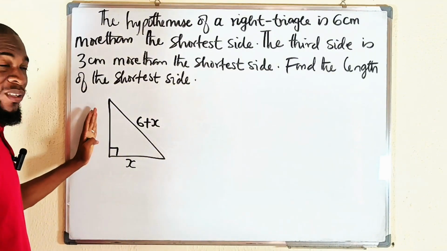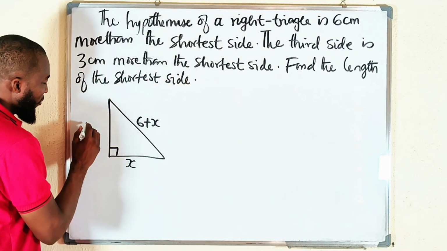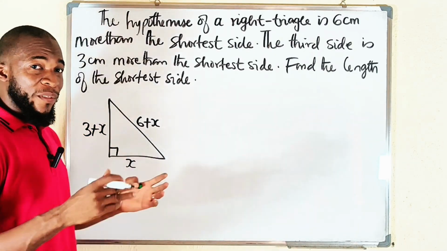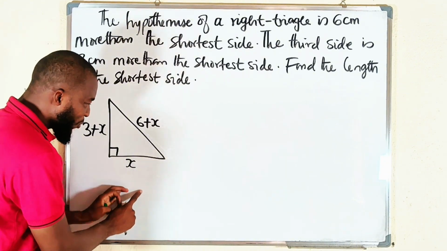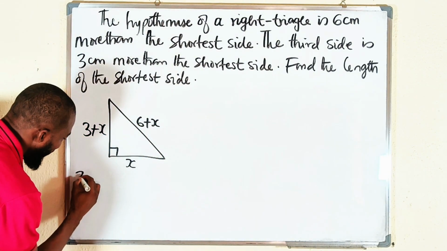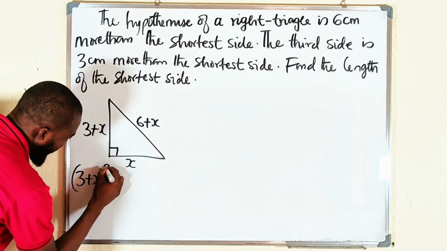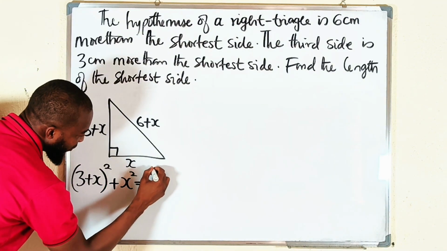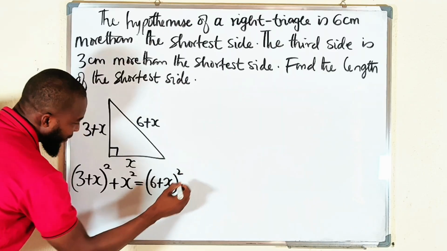Then the third side, which is this one, is 3 centimeters more than the shortest side. So this is 3 plus X. According to Pythagoras theorem, this squared plus this squared is equal to this squared. So therefore, (3 plus X) squared plus X squared is equal to (6 plus X) also squared.